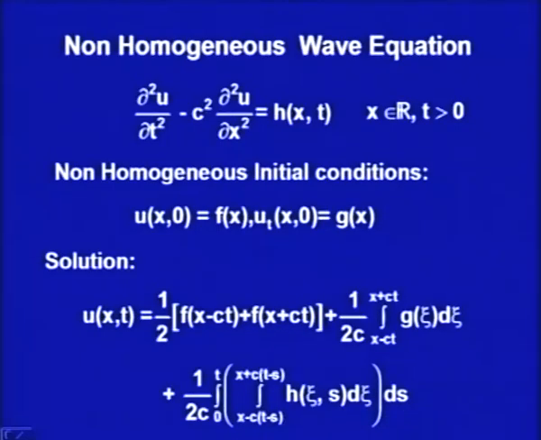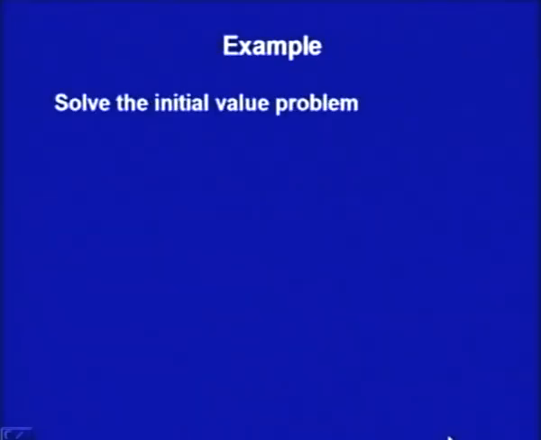Now, the solution would exist if the functions f, g and h are continuous and differentiable. That is, my function u(x, t) should be continuous and twice differentiable, so that it can satisfy these equations. Let us do one example.